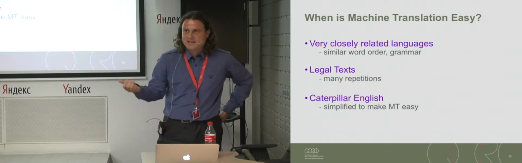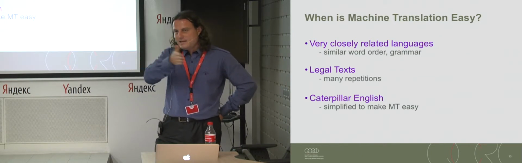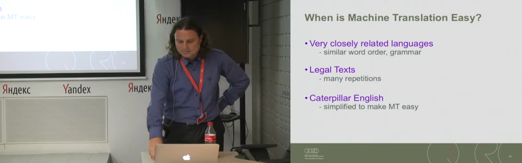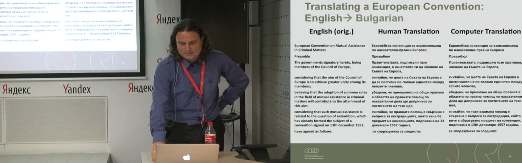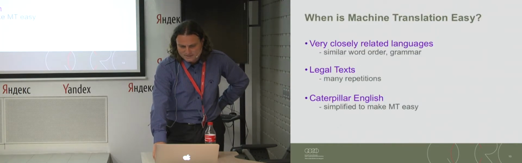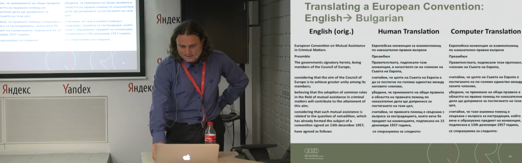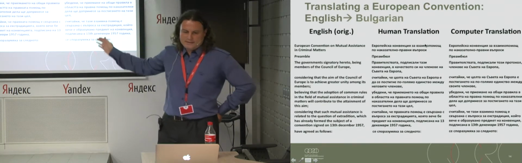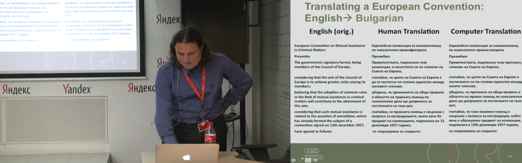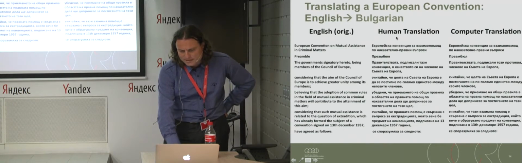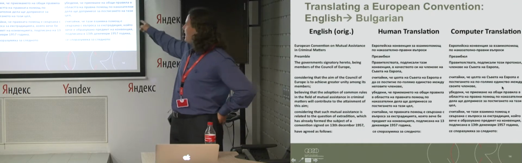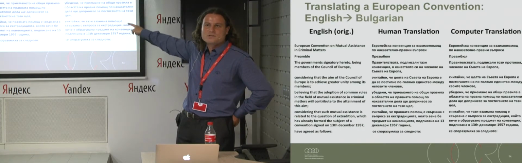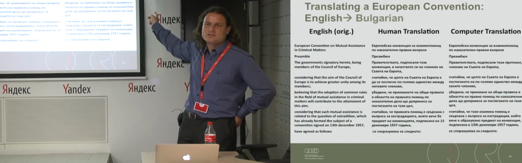So in those kinds of cases, if you make the hard cases go away, then it becomes much easier to translate. And here I can just give you some examples of a legal text, because this is really trained on very little data. You don't have to speak Bulgarian, it's from English into Bulgarian, this is the human translation, this is the computer translation, to realize how similar, how close, how high quality this translation is.